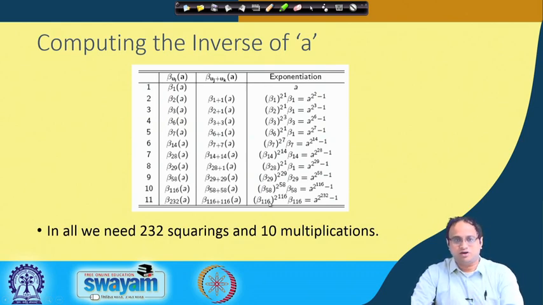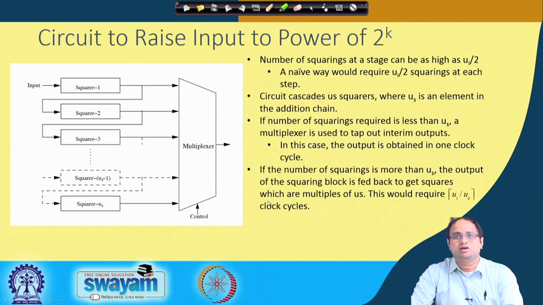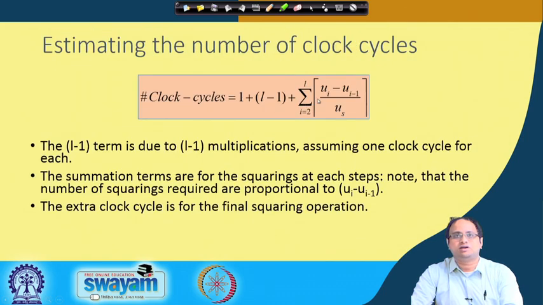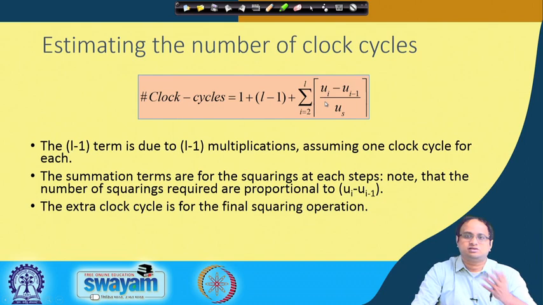Therefore, the number of squarings which you need to do is U_i minus U_(i-1), and since it may be more than US, as I said, you have to divide it by US and take the ceiling of that. That gives you the number of clock cycles per iteration, and you have got L iterations, so you vary i from 2 to L. That gives you the rough total number of clock cycles which you expend.